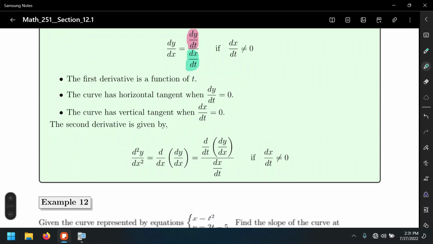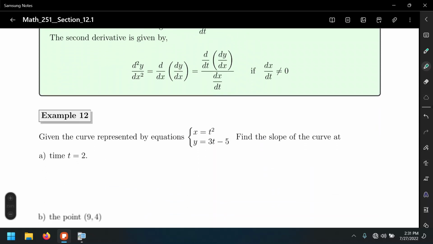For the second derivative, it's a little bit tricky. We take the derivative of the first derivative with respect to t, and we divide that by the same first derivative of the first equation, dx dt. Well, how about we look at one example so we can see this in action.